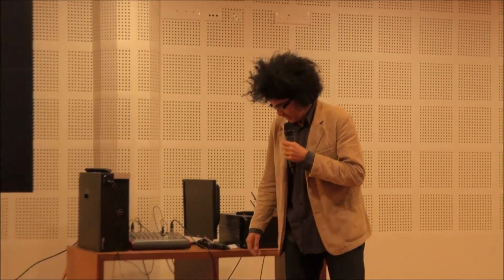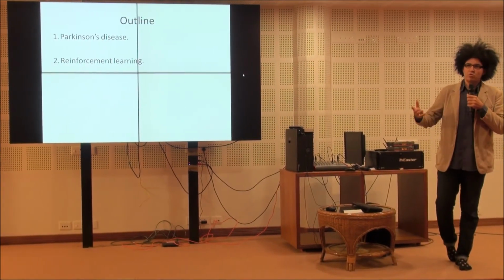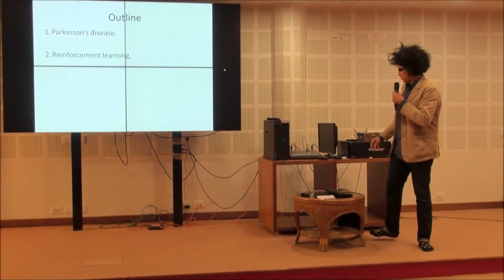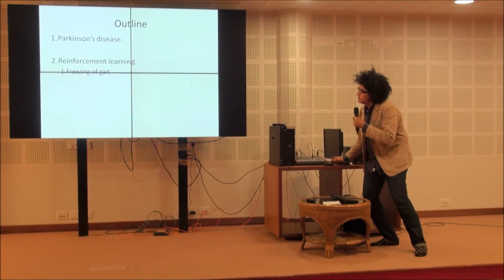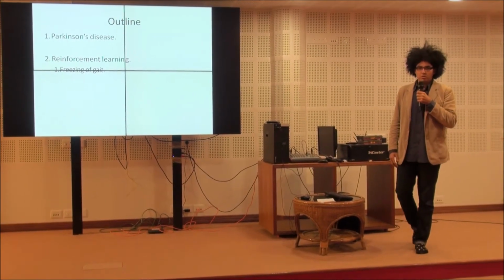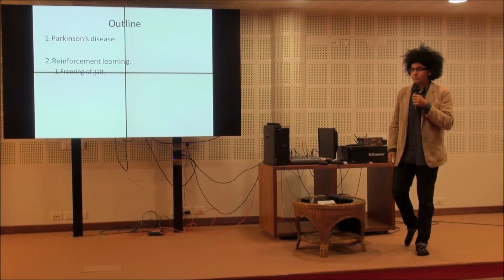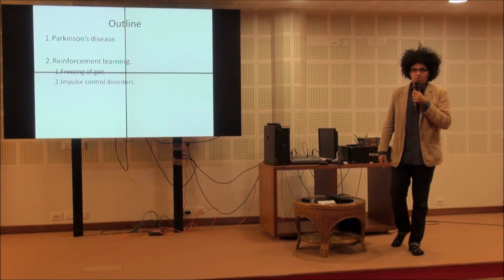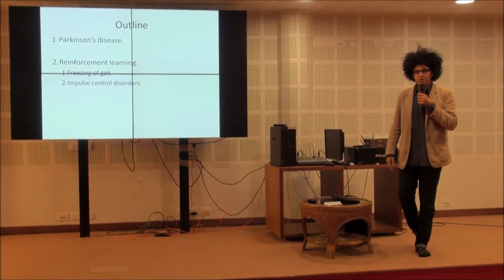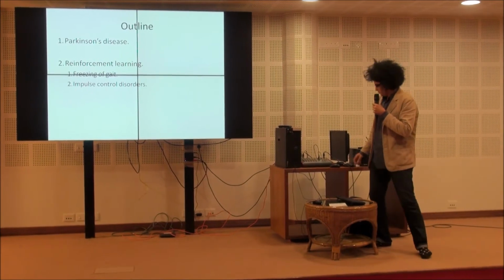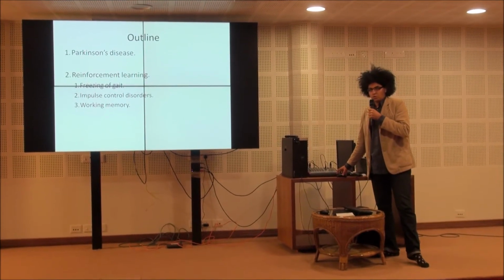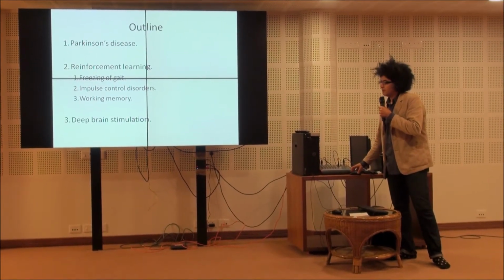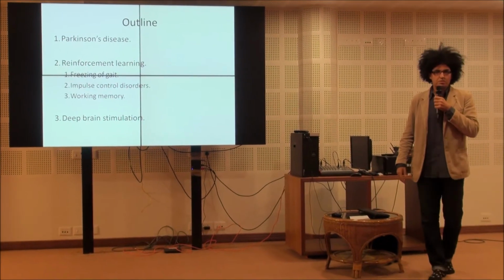I'll talk about a class of computational models known as reinforcement learning models, and we have been using these to simulate data we have from Parkinson's disease patients. One project we're working on is freezing of gait, the gait problem we have in Parkinson's patients. Another project is impulsivity, or impulse control disorder, which also happens in Parkinson's disease patients because of the medication they take. Another is short-term memory, or what's known as working memory, in Parkinson's disease patients. And at the end, if we have some time, we'll talk about deep brain stimulation.